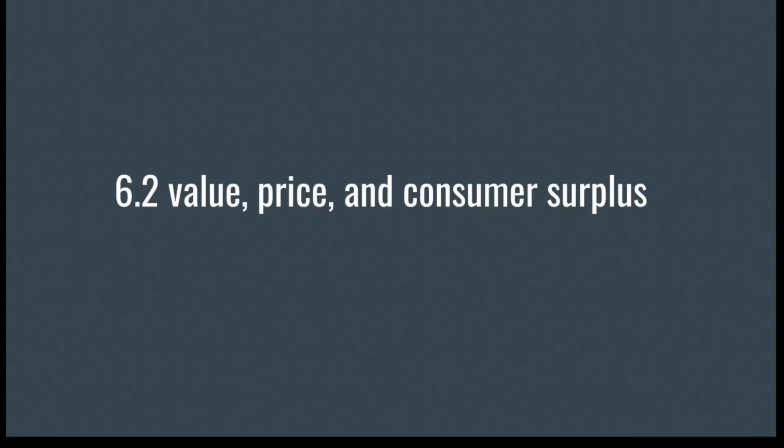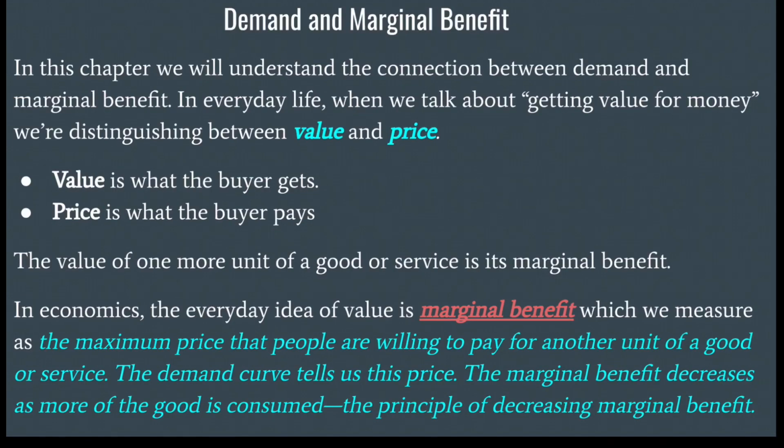This is 6.2 value, price and consumer surplus. Let's check demand and marginal benefit. In this chapter, we will understand the connection between demand and marginal benefit.